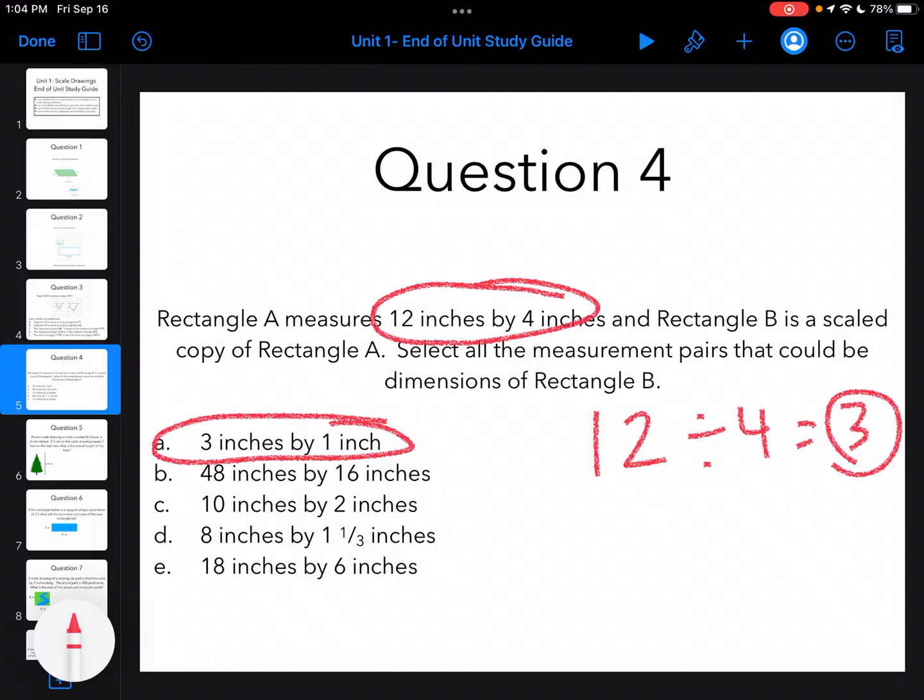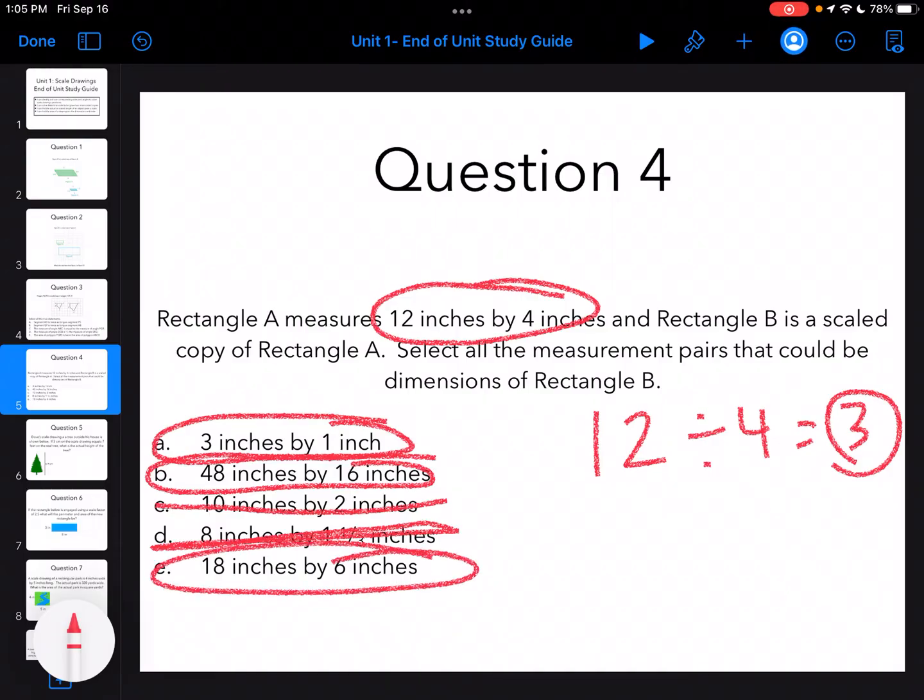So then I'm going to get my calculator, and I'm going to divide 48 by 16, and I also get 3, so B works. 10 divided by 2 would be 5, so that one's out. 8 divided by 1 and 1/3, so 8 divided by 1.333333, I get 6, so that's out. And then 18 divided by 6, well, that would work because that's also going to be 3. So my answer should have been A, B, and E.